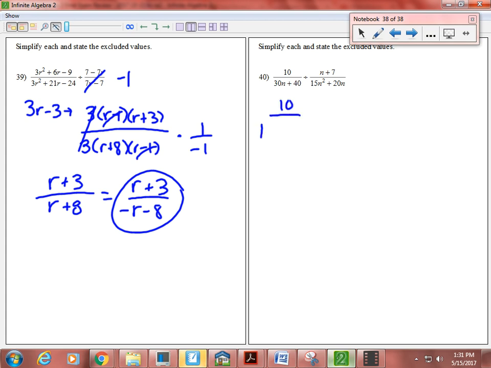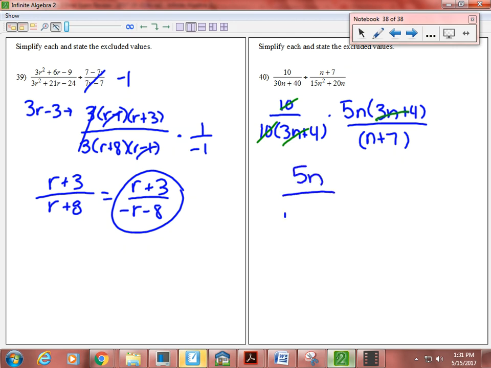Okay, same thing on this one. 10, and then on the bottom I'm going to take out a 10, and I'm going to be left with 3n plus 4. Multiplying by the reciprocal on this, I'm going to take out a 5n from both, and then 3n plus 4 over n plus 7. Now look up, down, diagonal at what you can get rid of. Diagonally this, up and down these. So what I have left as part of my answer is 5n over n plus 7. This also asks you to tell the restricted areas or the excluded values, so you're going to set your denominators equal to 0. So you're going to get negative 4/3 and negative 7 for those.